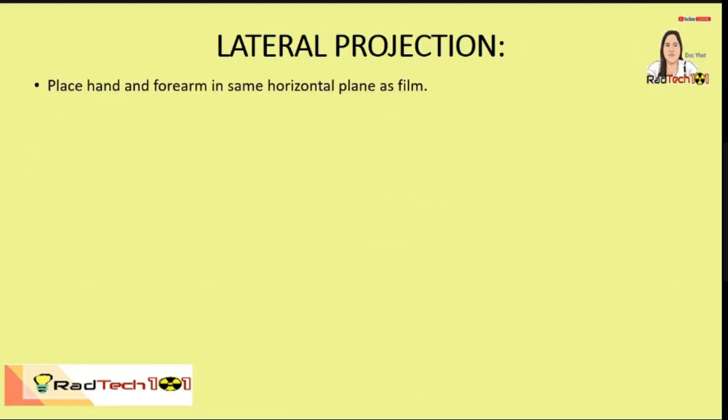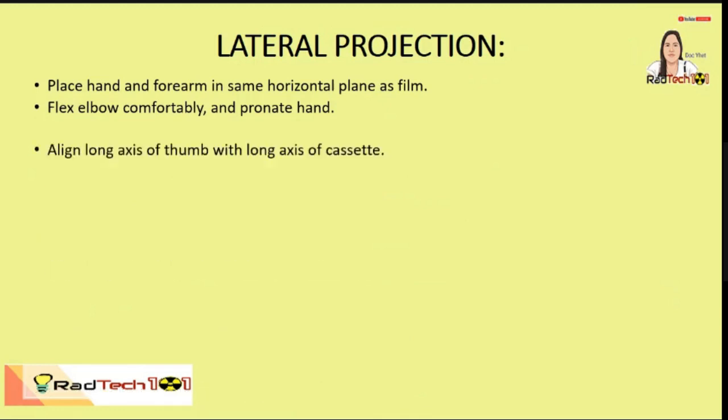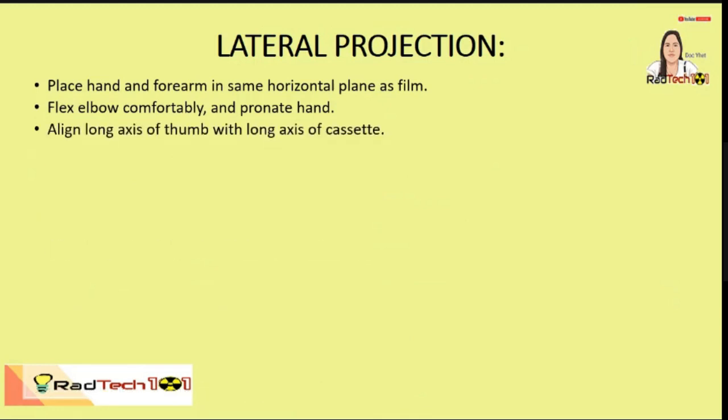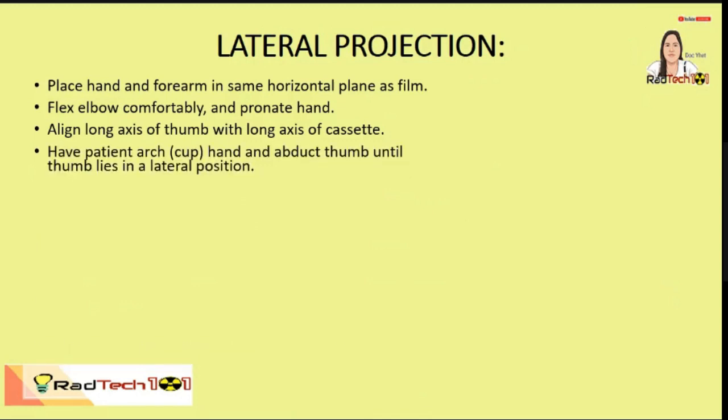So next is the lateral projection. So place hand and forearm in the same horizontal plane as film. Flex the elbow comfortably and pronate the hand. So naka-prone, align the long axis of thumb with long axis of cassette and have the patient arch or cup the hand and abduct the thumb until the thumb lies in a lateral position.